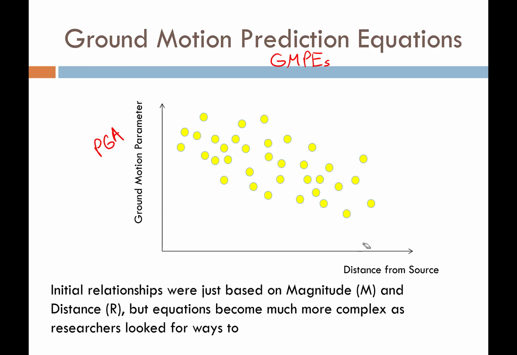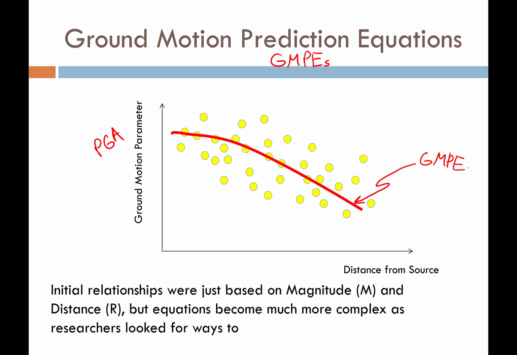So whenever you see a bunch of dots like this, what do you always want to do? If you're like me, at least, you can't help yourself, right? You need to fit a curve to those dots. It just makes the world feel much more balanced and at peace. And so as you fit a curve to these dots, this right here is the GMPE.